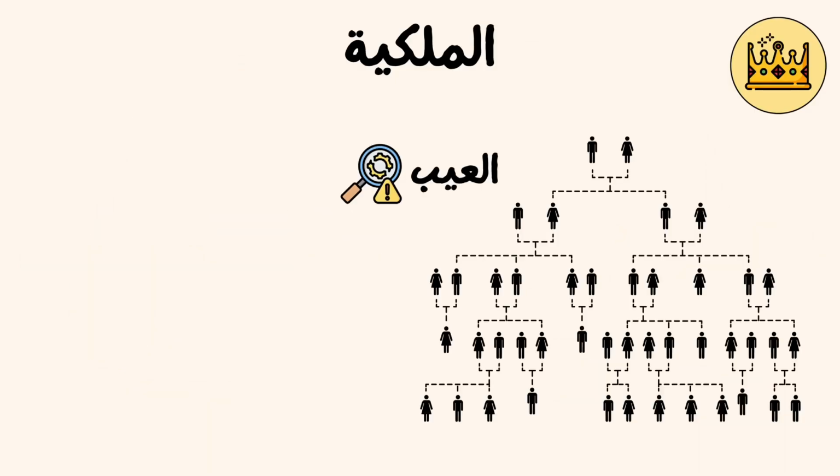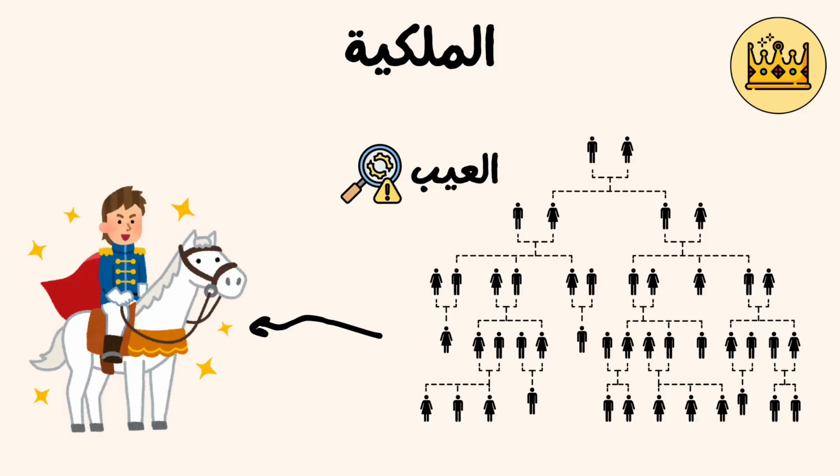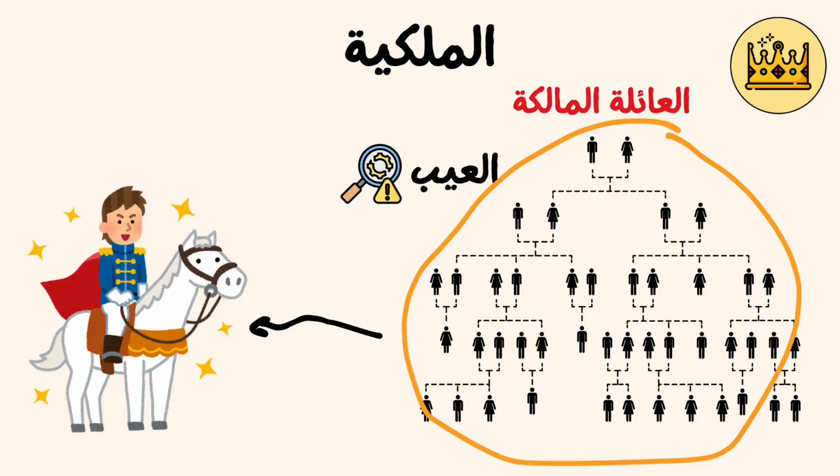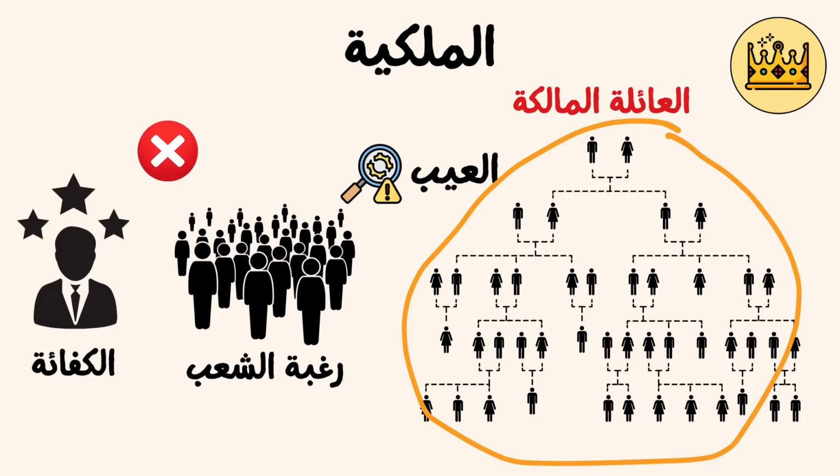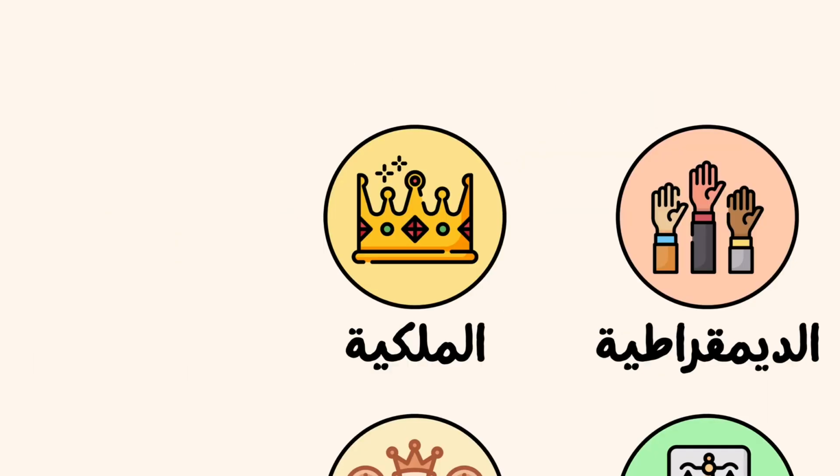The main flaw in monarchy is that it can bring unqualified individuals to power simply because they are part of the royal family, regardless of competence or the people's will.